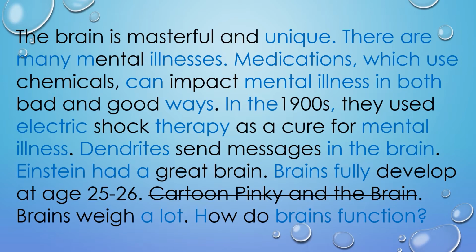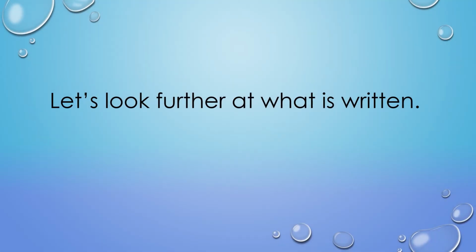Dendrites send messages in the brain. Dendrites was misspelled previously, and it didn't say brain, it said Brian, so that has also been changed. Einstein had a great brain. This has been made into a sentence, and Einstein is now spelled correctly. Brains fully develop at age 25, 26. Again, Brian's was made into brains, and full turned into fully. Brains weigh a lot was made into a sentence, and how do brains function was made into a question with, of course, the Brian's now a brain again. Let's look further at what is written.